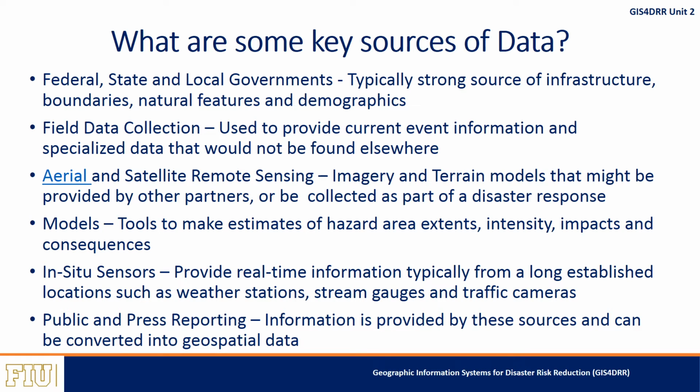Throughout many communities, there are sensors tracking weather, stream flow, traffic, and other dynamic aspects of our community. These are locked in a known location and can be used for making GIS data. Finally, unstructured data with some degree of location information is discoverable in the press and other public sources. With some effort, this information can be brought into GIS for use.